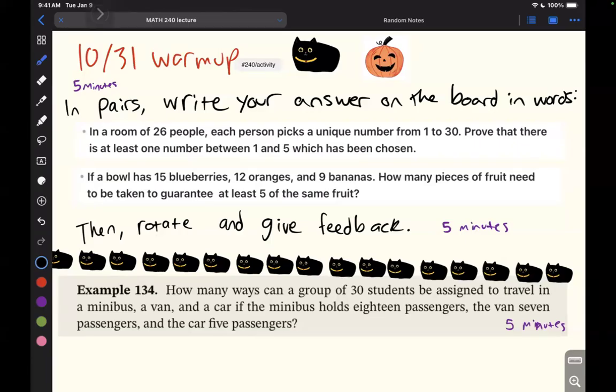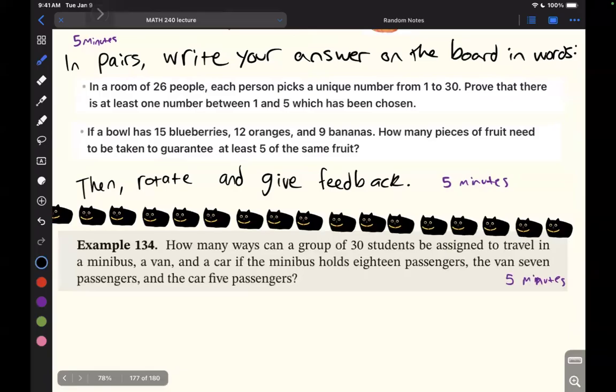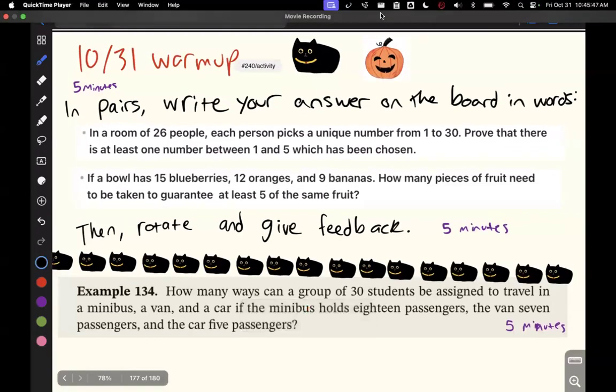I've got two of these questions, so you'll write one for one, one for the other. Sounds good? And then once we're done with that, I've got a question for us to start today. And I have candy. So when you come up to get your markers, also get a piece of candy.